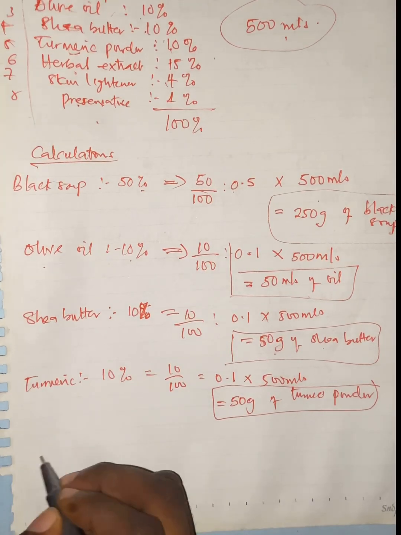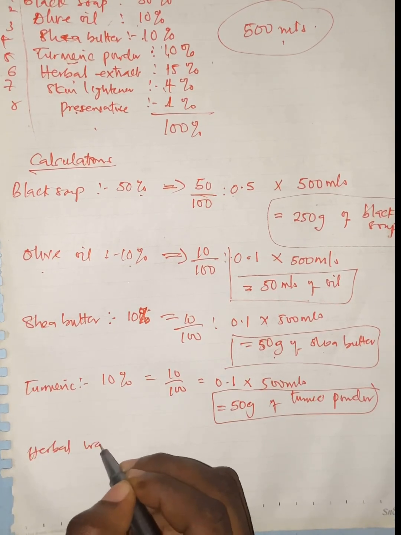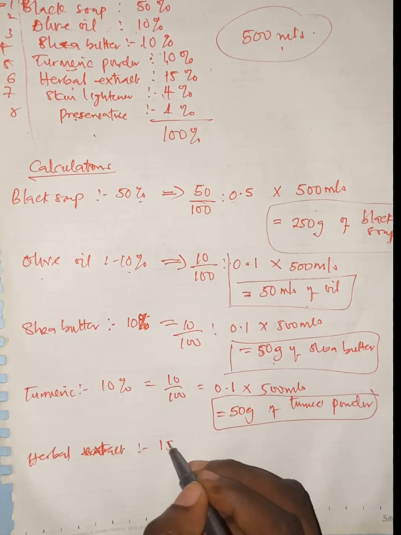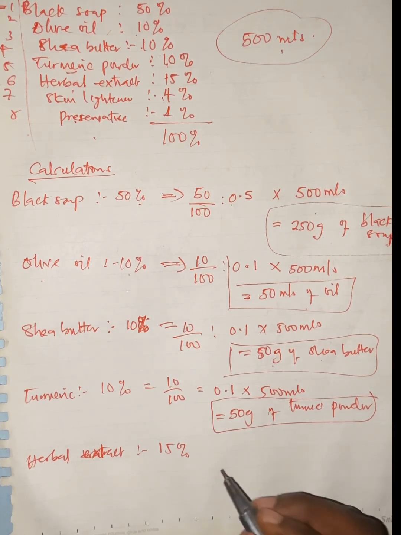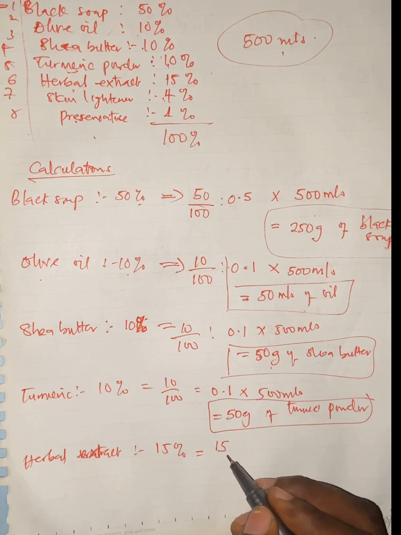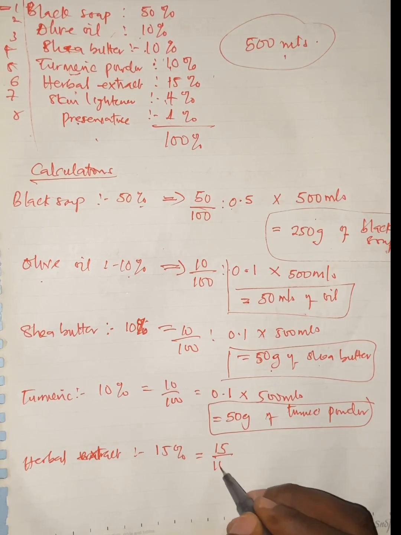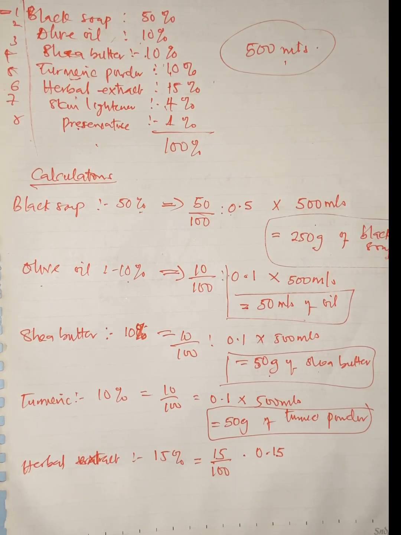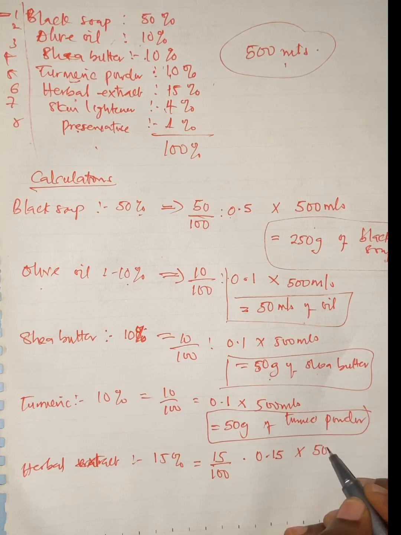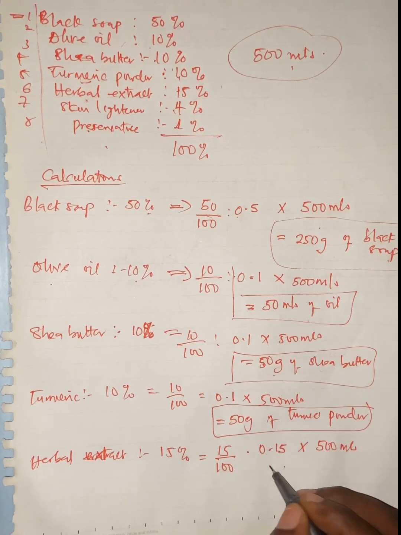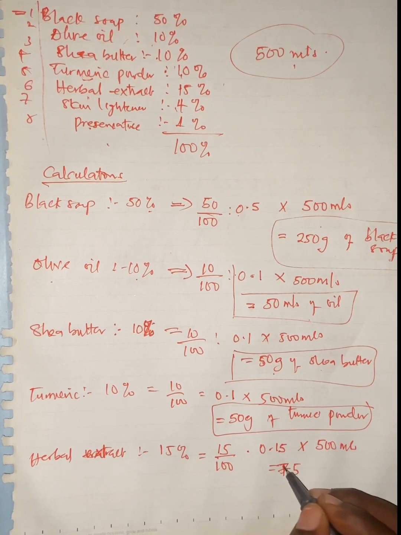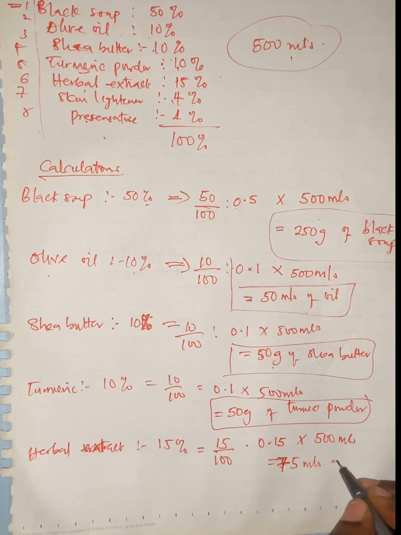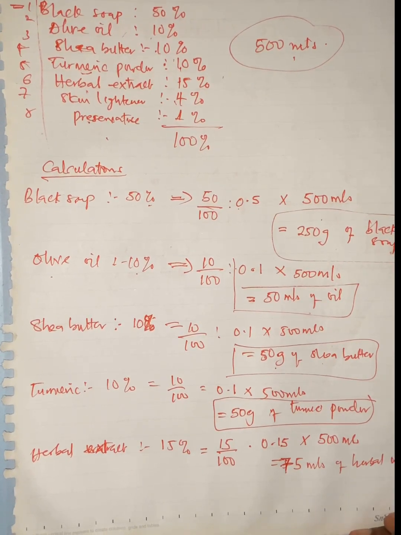Next thing I want to add is herbal water. So for our herbal water or herbal extract, they say we should use 15% in the recipe. So 15% is basically 15 all over 100, which is equal to 0.15. So 0.15 times 500 ml gives us 75. Because it is a liquid, 75 ml of herbal water.